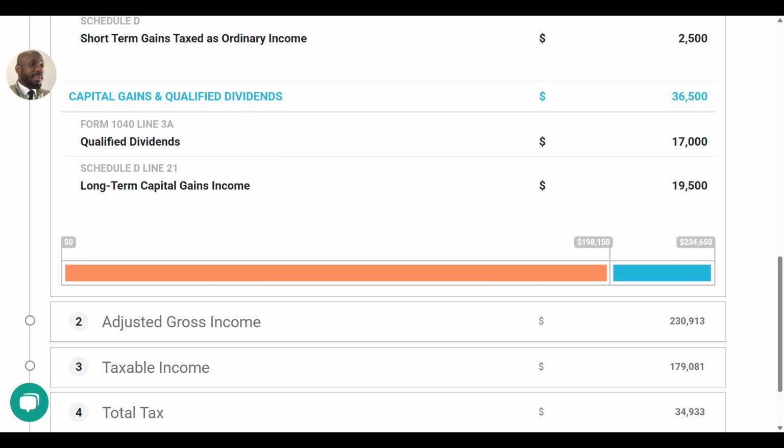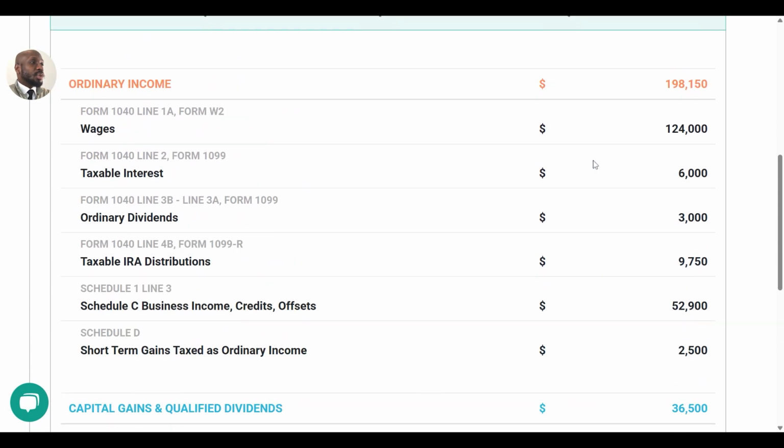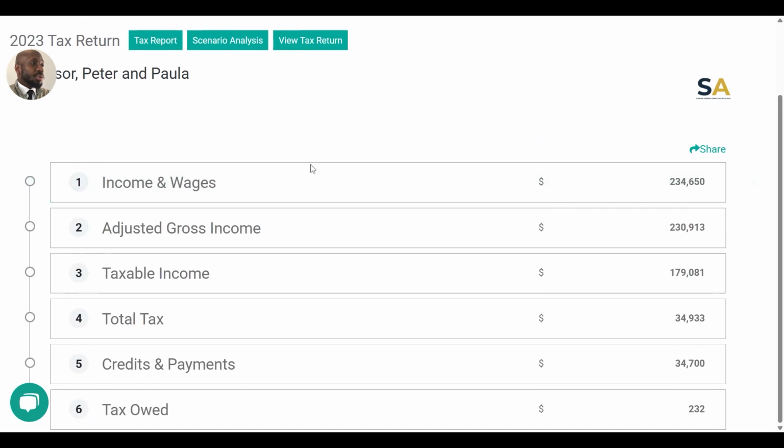And in this case, they have about $19,500. So again, I'll just check with them. Hey, did you sell any securities that you've held for more than a year? And we'll just check the amounts on their 1099 forms from their broker or their custodian. So essentially, what we've gone through is the first step here.